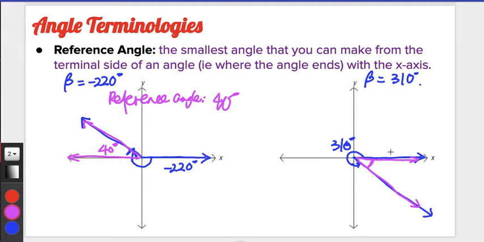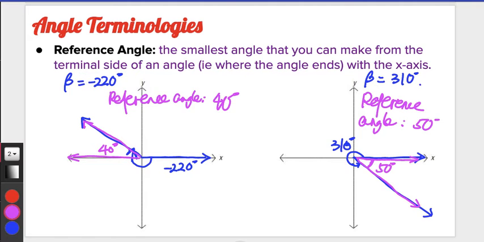Then how many degrees? The whole circle is 360. Now 310 takes up this much. So this is 50 degrees. So the reference angle for 310 is 50 degrees.